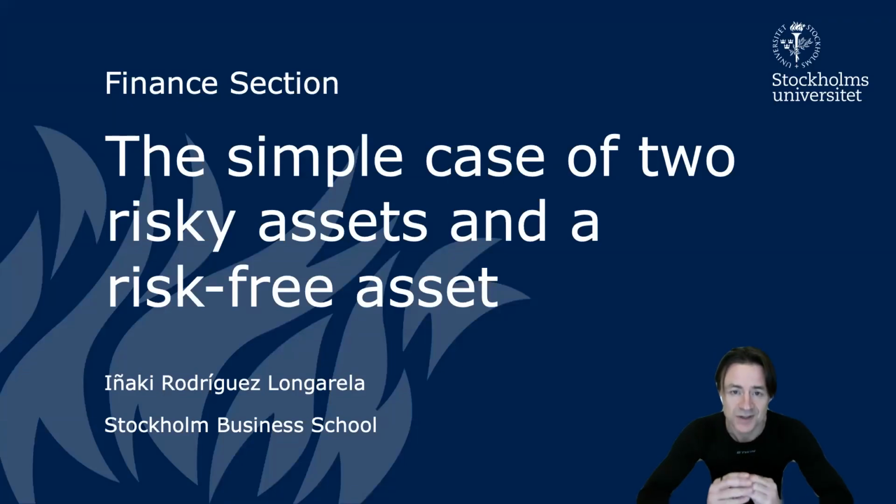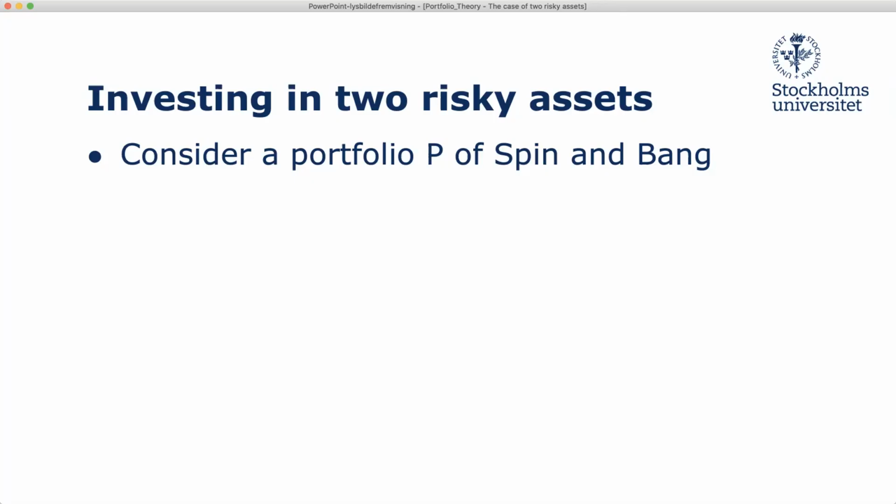We're going to revisit now the concepts that we learned in our previous two videos in the simple case of an investment universe where there's only two risky assets and a risk-free asset. We focus first, as we did earlier, on portfolios of risky assets only. Consider portfolios of the two available risky assets, which, just for the sake of giving them a name, let us assume that they are the shares of two companies, Spin and Bang.